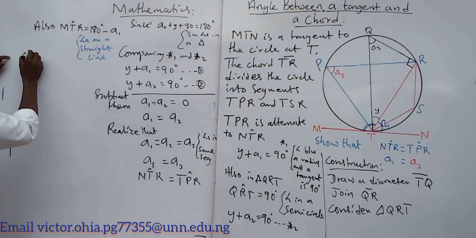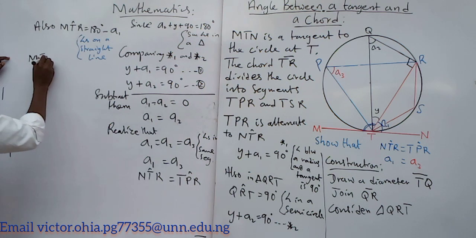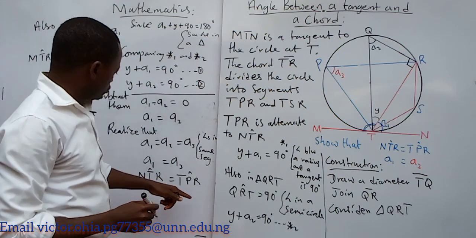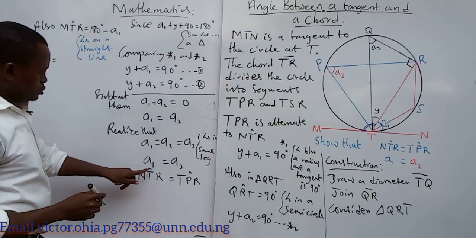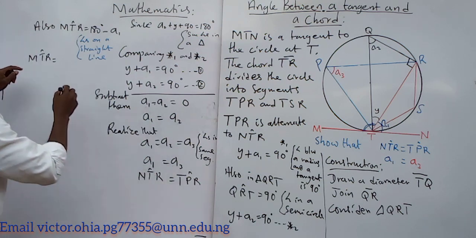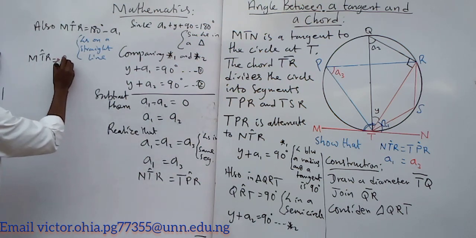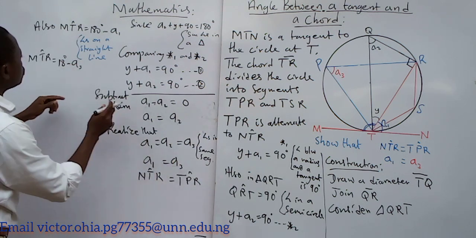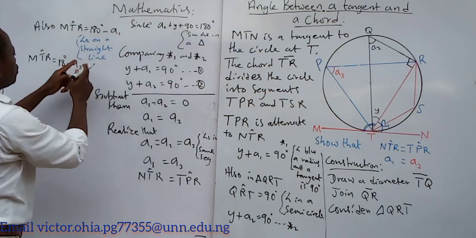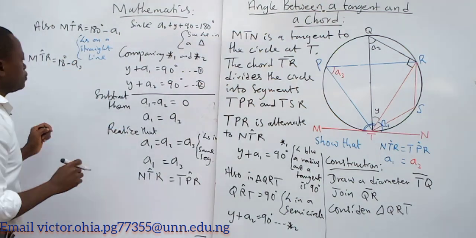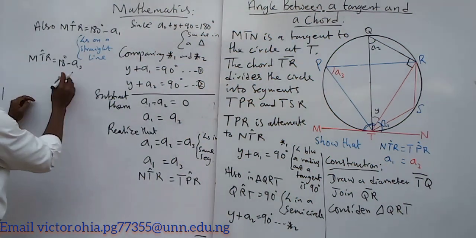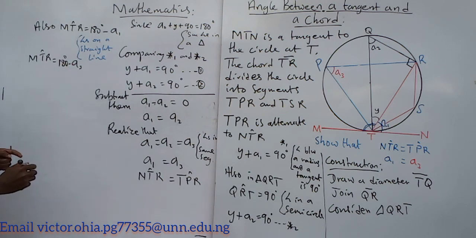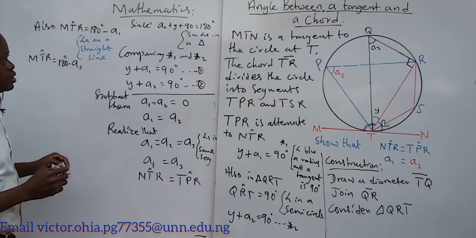Now, do you also realize that this same MTR will be equal to, since you have shown that A1 is equal to A3, that this MTR will be equal to 180 degrees minus A3? So A1 is equal to A3. So whether I'm removing A1 or A3, they are still the same thing. So this should be 180 minus A3. So what is this 180 minus A3?